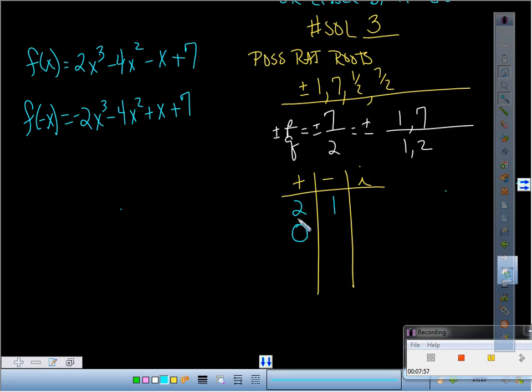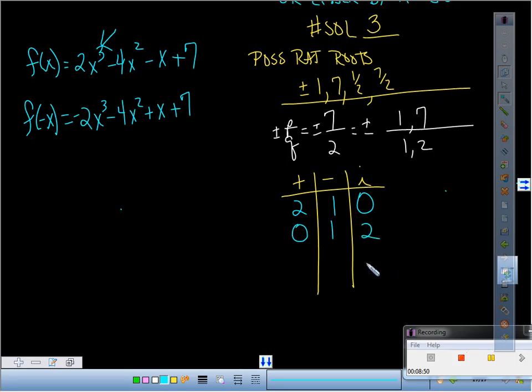Now, here's where the fun starts. Let's pretend these are the guys and these are the girls. Every guy has to dance with every girl, even if she's ugly. So 2 dances with 1, and 0 has to dance with 1 also. Well, what about these imaginary roots? These are my fillers. They're what I need to make 3 across. 2 and 1 make 3, so how many imaginaries do I need? 0 and 1 make 1, so how many imaginaries do I need? Very good.